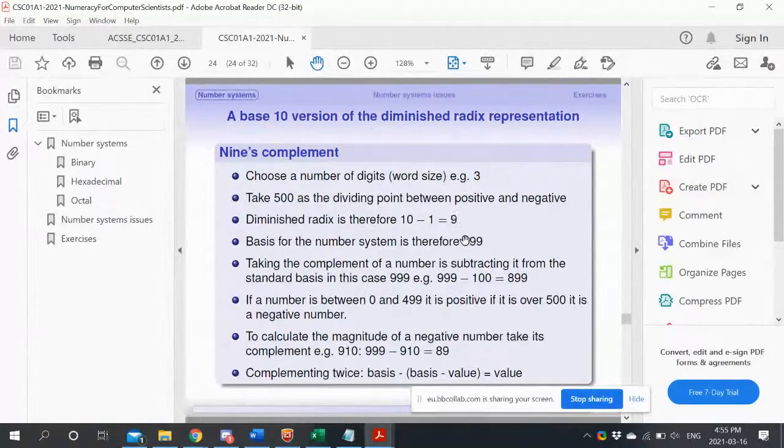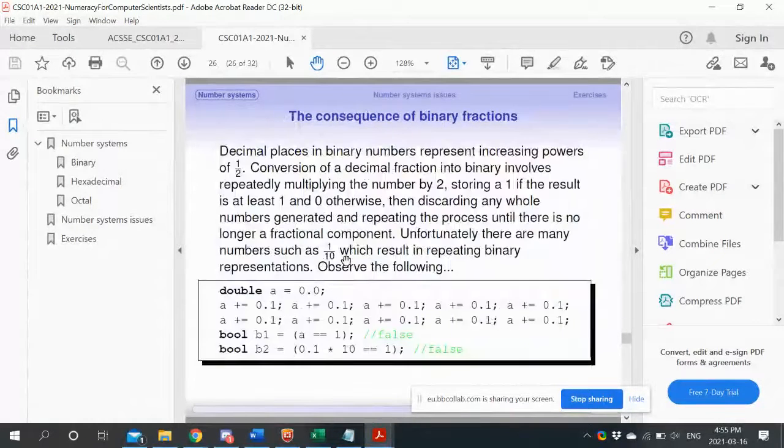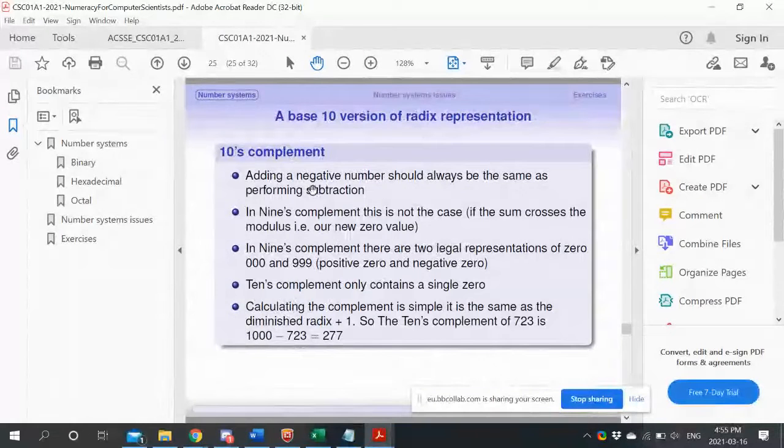So basically, in the base 10 example, your complementing is simply shifting it with 499. And so that gives you the tens complement. We discussed the issue of being off by 1. So sorry, that's the nines complement version. However, you can adjust it into being the tens complement version by dealing with the off by 1 error.